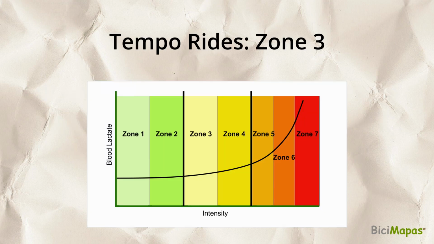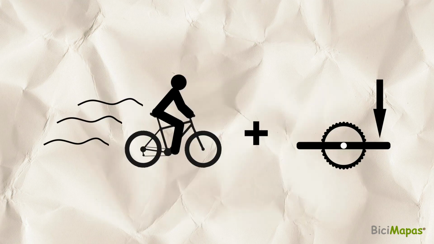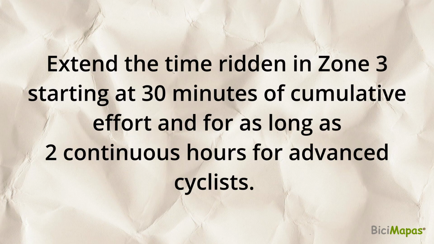Tempo rides are part of the high aerobic system and are done in zone 3, either power or heart rate. They develop the advanced muscular endurance ability by combining the basic abilities of force and endurance. The target is to extend the time ridden in zone 3, starting at 30 minutes of cumulative effort and for as long as 2 continuous hours for advanced cyclists.